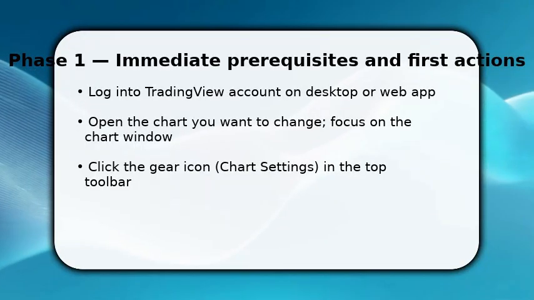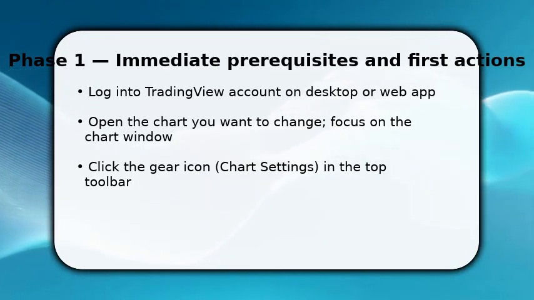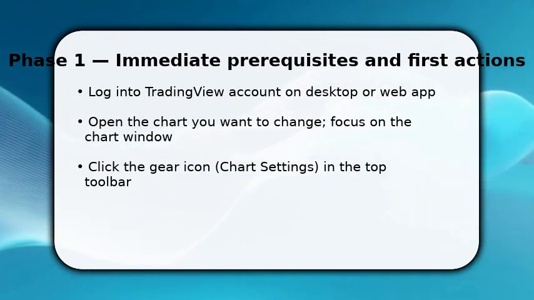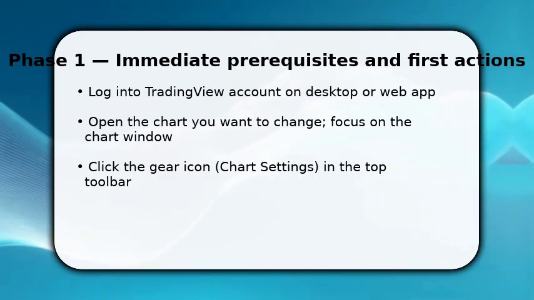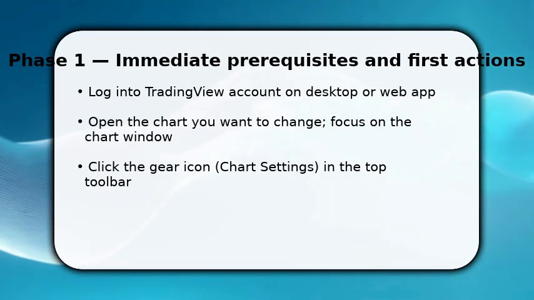You start on the chart itself, not the watch list or profile. Open the chart and click the gear icon for chart settings. This is the only place to control time display. Once there, select the Time Zone/Session tab. That tab hosts the time zone selector.